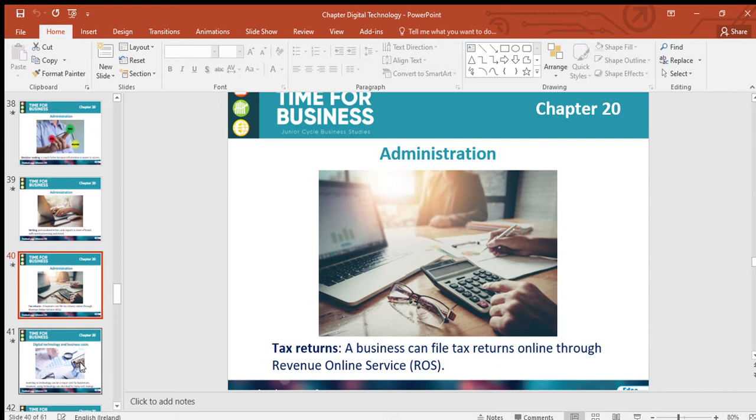Tax returns, so filing tax returns. So basically, if you're a business and you're trying to go through your financial information and decide how much tax you owe, you can send and file your tax return online to the revenue online services. All of this can be done online, rather than sending letters back and forth and ringing people back and forth. All the information is available online.